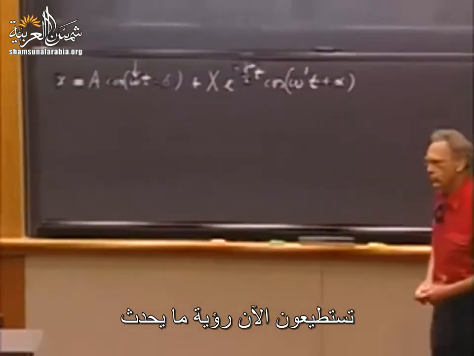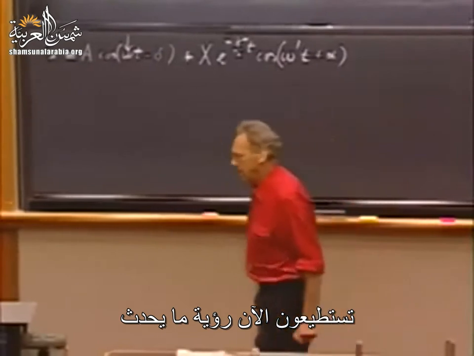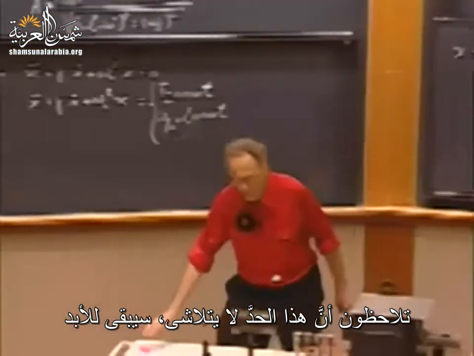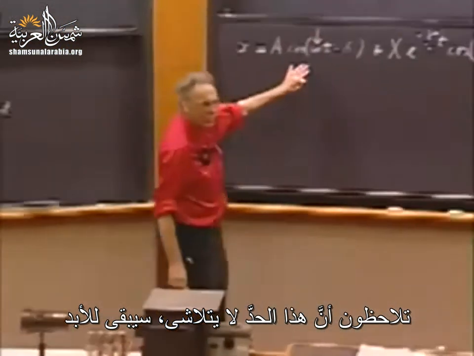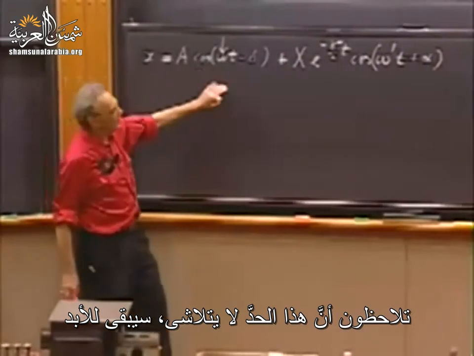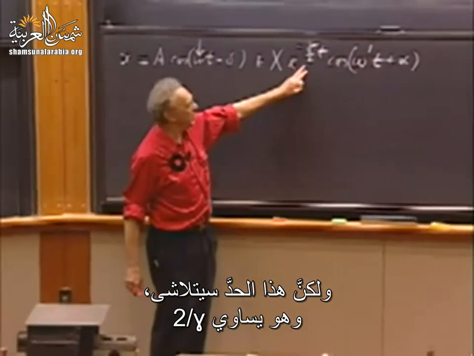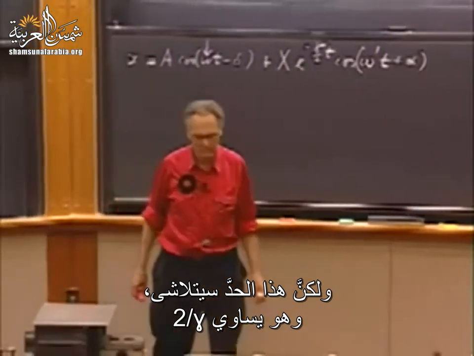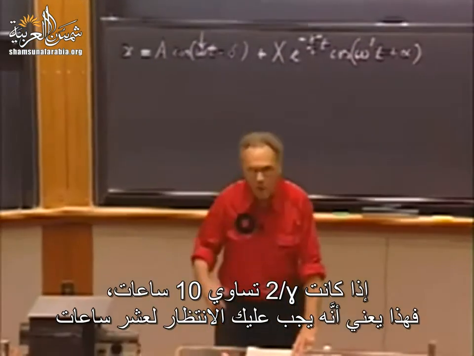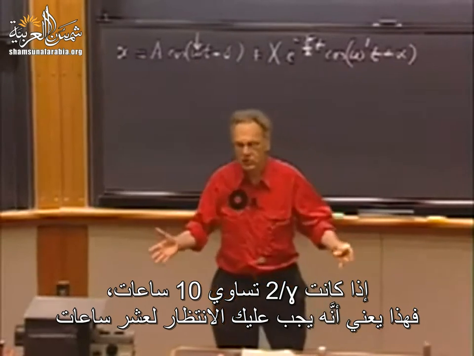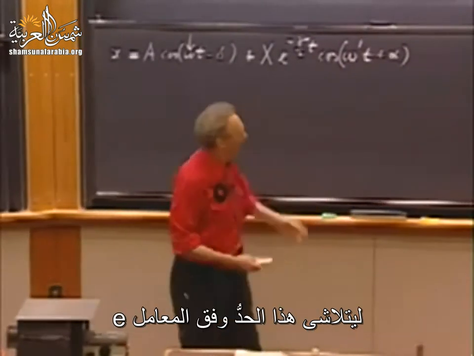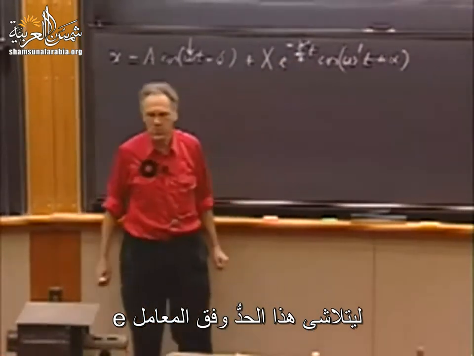And now you can see what happens. You see that this term will never die out. This will last forever and ever and ever. But this one is going to die with a 1 over e decay time of 2 over gamma. And so if 2 over gamma happens to be 10 hours, then you have to wait 10 hours for this one to be down by a factor of e.